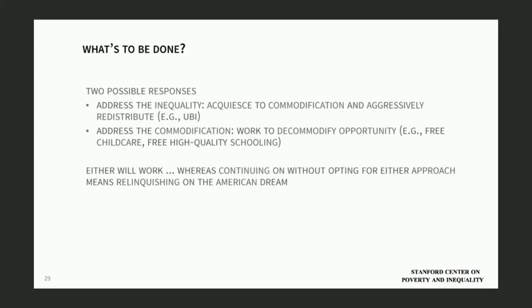Here's another way to go, though. Let's say you think that kind of aggressive redistribution is not very likely in the US. So we've got to do it another way. Well, the other way is to decommodify, is to take those goods and services that are very, very important for delivering opportunity for kids, like say high quality childcare, and take them out of the market and deliver them to everyone automatically, regardless of whether or not they have the money to buy it. So that's the other way to go.